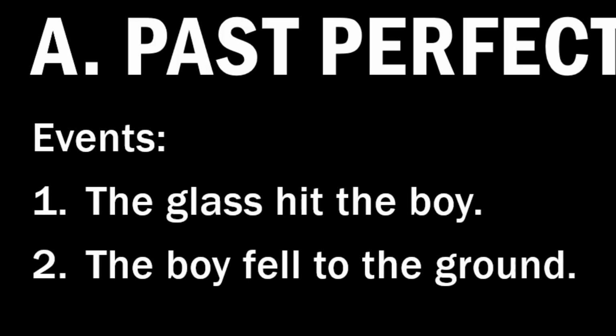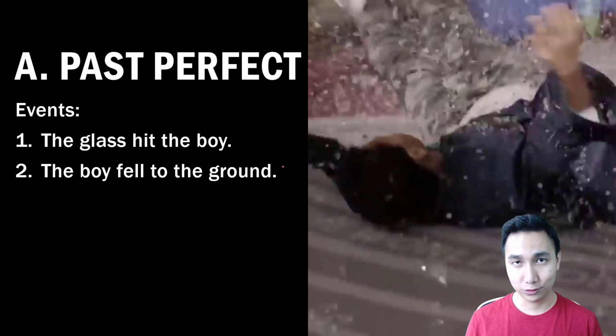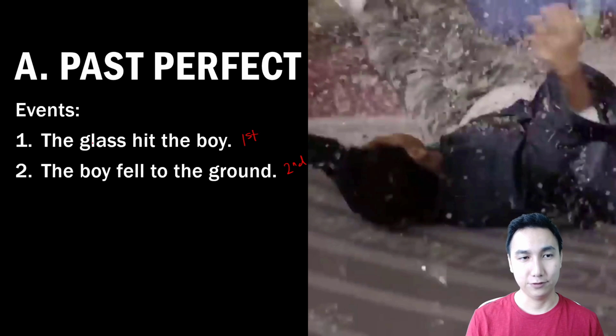So in this scene, two things took place. One, the glass hit the boy. And two, the boy fell to the ground. The first question you have to answer is which one happened first? Number one or number two? All right, number one happened first, and then number two happened next. First, the glass hit the boy, and then the boy fell to the ground. So first one is more past.